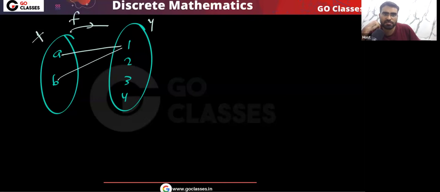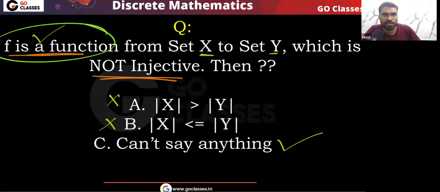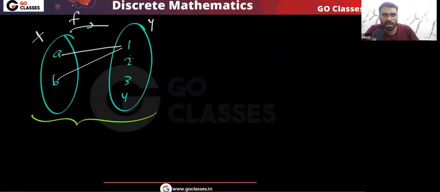Maybe F is this. Maybe the question is talking about this F. Is it possible the question is talking about this F? Tell me, the question is saying F is a function from X to Y, which is not injective. You can see F is a function from X to Y, which is not injective. Then does it mean that domain cardinality is greater than codomain cardinality? No, of course not.